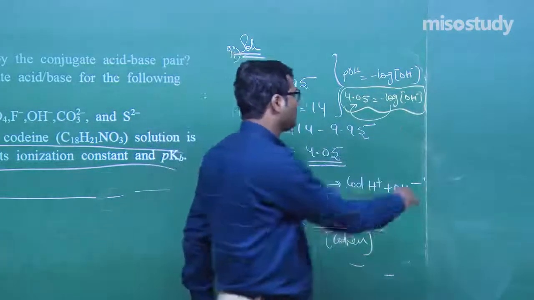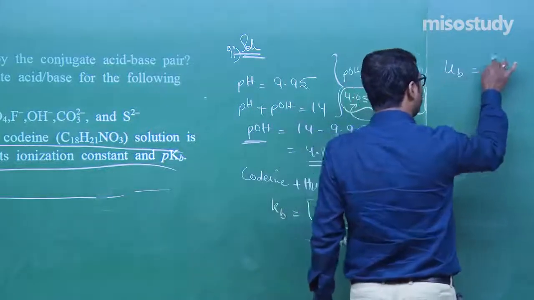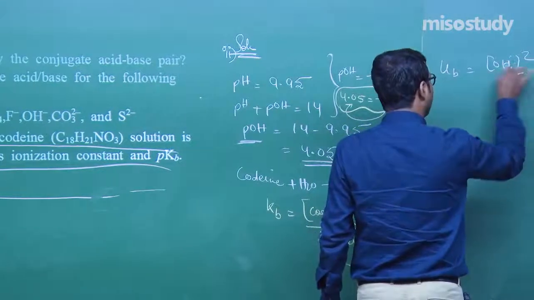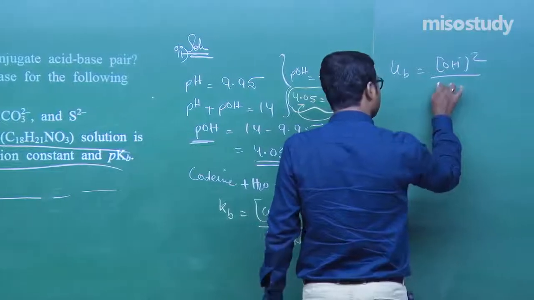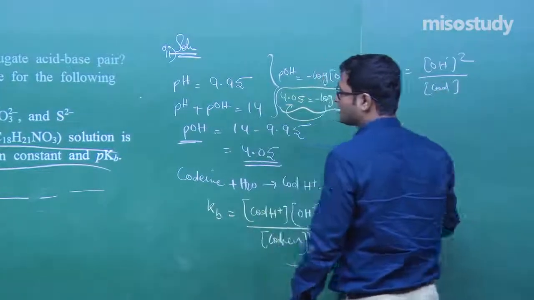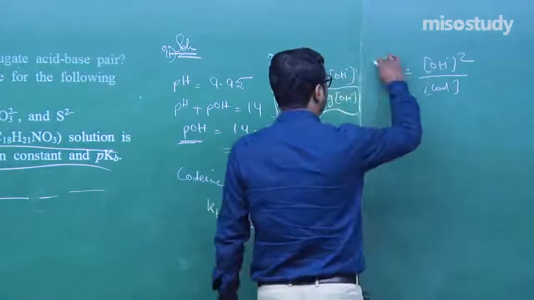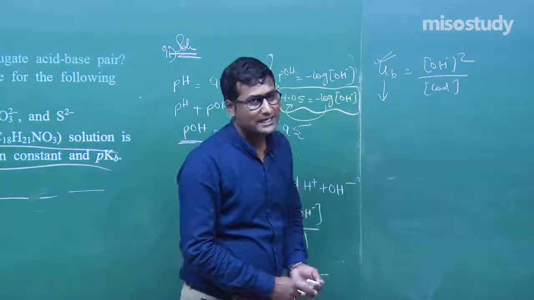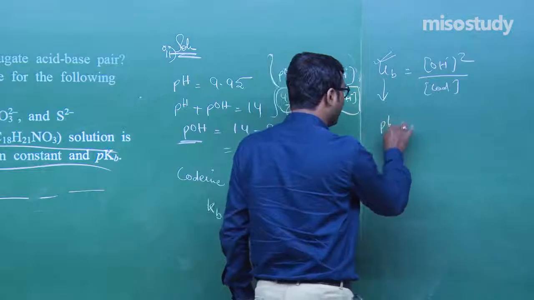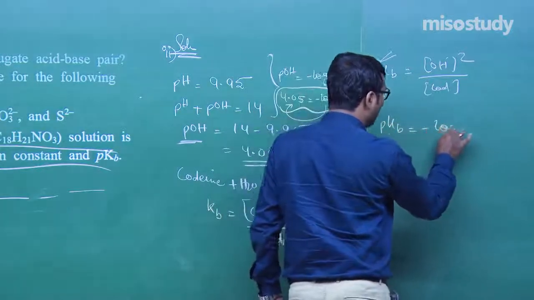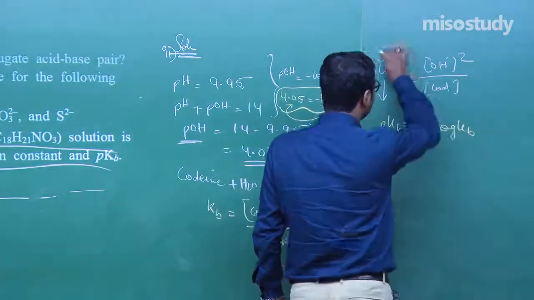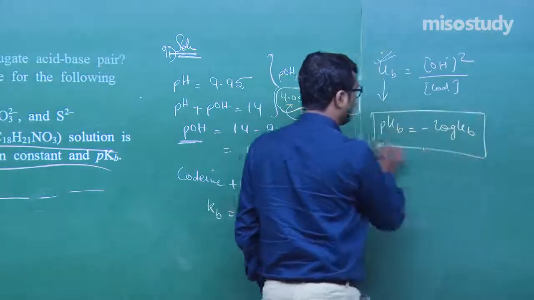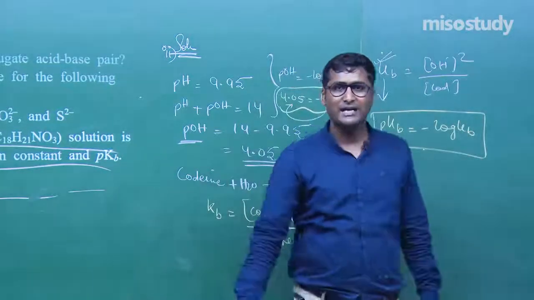Put this value. So we'll write here Kb is equal to [OH minus] square upon [codeine]. And what is the concentration of codeine? 0.005. Put this value, you get the value of Kb. Am I right? Yes, sir. Now what is pKb? pKb is equal to minus log Kb. Now put this value, you can get pKb. Am I right?